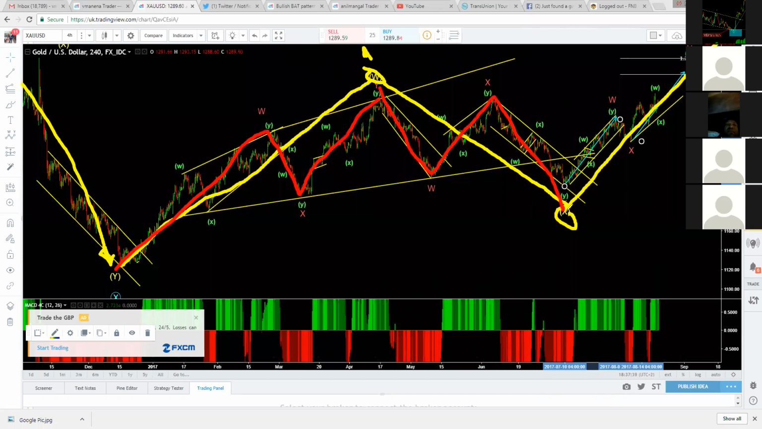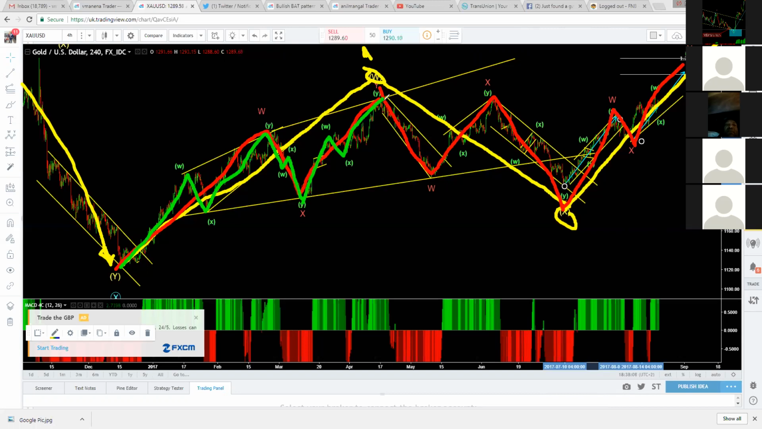What do we expect on Y? We expect that we're going to have also a lower degree in red to complete this. But here on the screen, I've got 3 degrees. I've got a green degree as well. So that is a degree lower than the red. WXY under the red. WXY under the red.